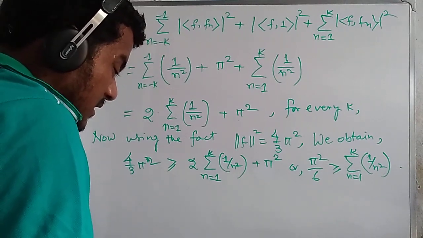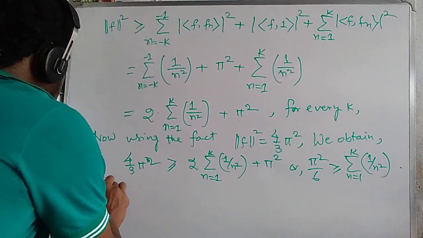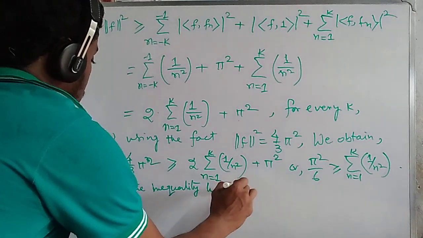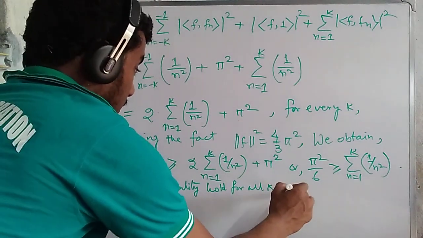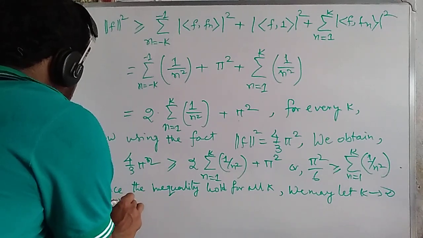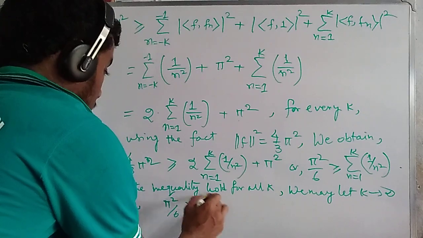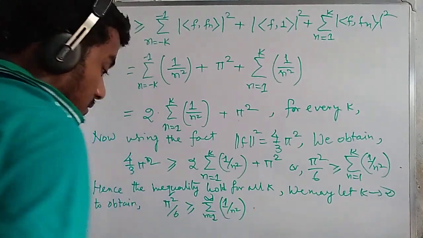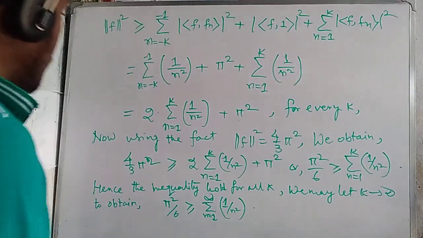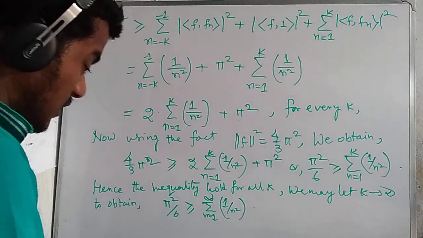Hence the inequality holds for all k. We may let k tend to infinity to obtain pi squared by 6 greater than or equal to the sum n equal to 1 to infinity of 1 by n squared. In this way we have also done this one.